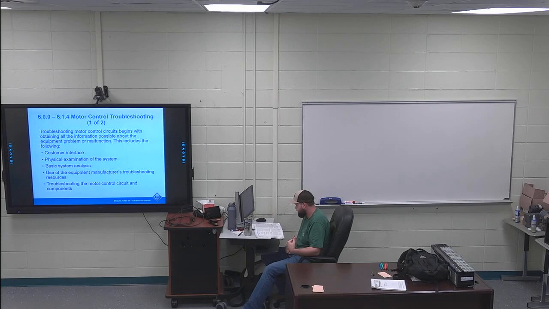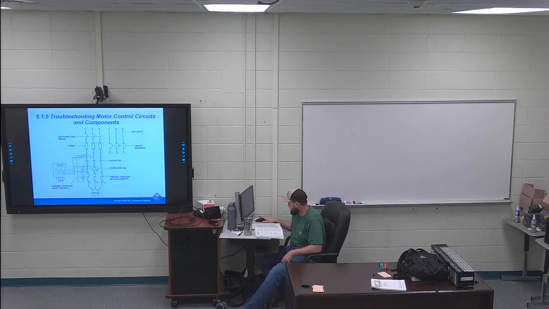Nothing on page 44 is highlighted. Page 45, troubleshooting motor control circuits and components. The second paragraph, which is at the top right of page 45, is highlighted. The power circuits represented by the heavier lines shown in figure 32, which is up here on the board. The heavier lines are the power.